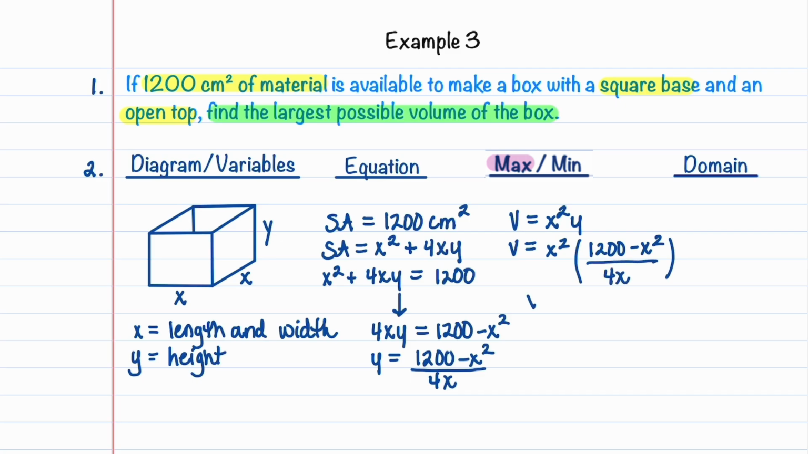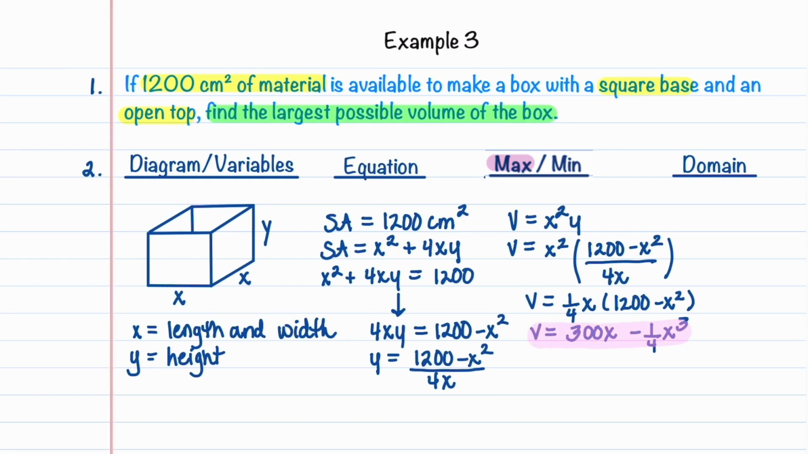So we have x squared times 1,200 minus x squared, all divided by 4x. Looks like one of the x's is going to cancel. So we end up with 1/4 x times 1,200 minus x squared. Let's go ahead and multiply this through. So we have our V is equal to 300x minus 1/4 x cubed. And we are going to need that, so I'm going to go ahead and highlight that.